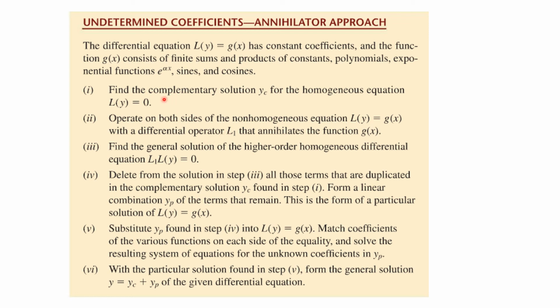So here's our approach. We find the complementary solution, then we operate on both sides of the non-homogeneous equation to annihilate g of x, the right-hand side. Now we have L1 and L, two operators stacked together, equal to 0. So we know how to do that, and we delete the solution to the homogeneous. Actually, you're deleting terms that are duplicated there. You'll see those examples, and you take what is left, and this is a particular solution. You plug it into L of y, and then you match the coefficients, undetermined coefficients, and then you have the solution to the problem.